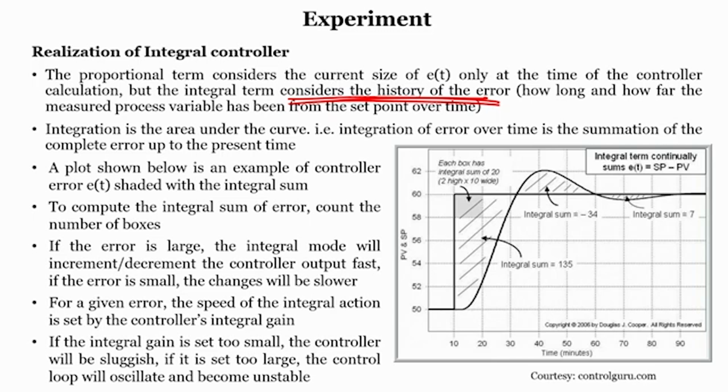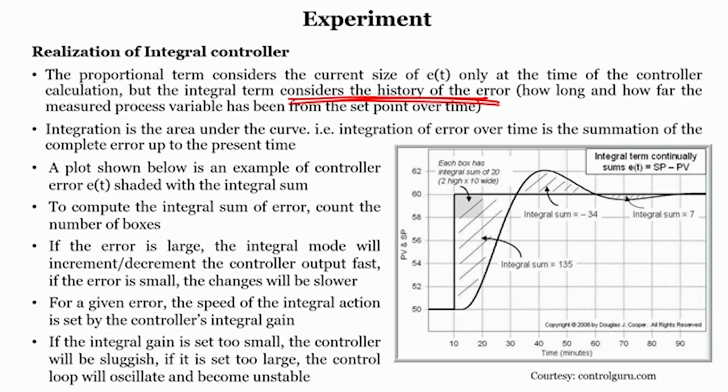But anyway, let us continue with our integral controller right over here. So, the proportional term, like we discussed, considers only the current size of e(t) in the controller calculation, but the integral considers also the history. So, how long and how far the measured process variable has been from the set point over time is very important for the controller action.